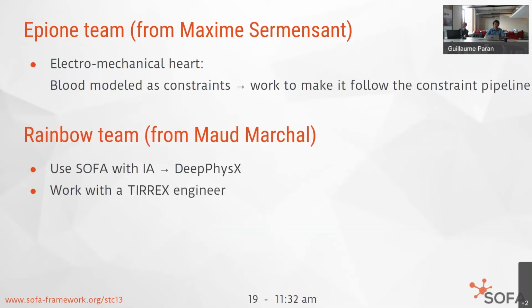And the two other INRIA teams that we are working with so far are making, for the moment, small projects. First one at Epion, working on electromechanical heart. They had a blood flow model implemented as a constraint in SOFA, but it was not using the constraint pipeline of SOFA. So that's what they are doing, really expressing the whole problem as constraints, using the constraint pipeline of SOFA. And Rainbow, they are willing to go towards using deep physics.